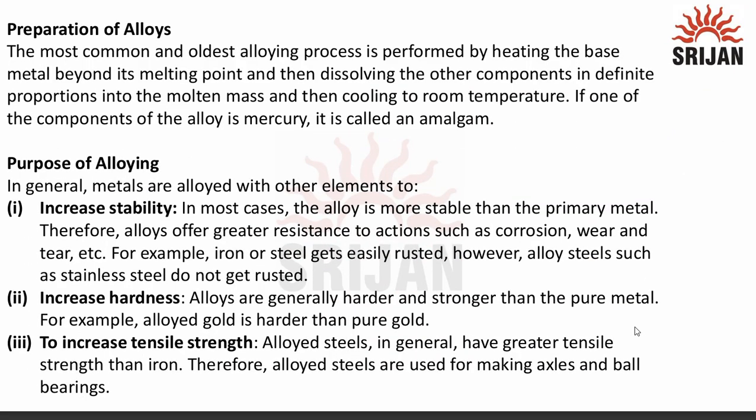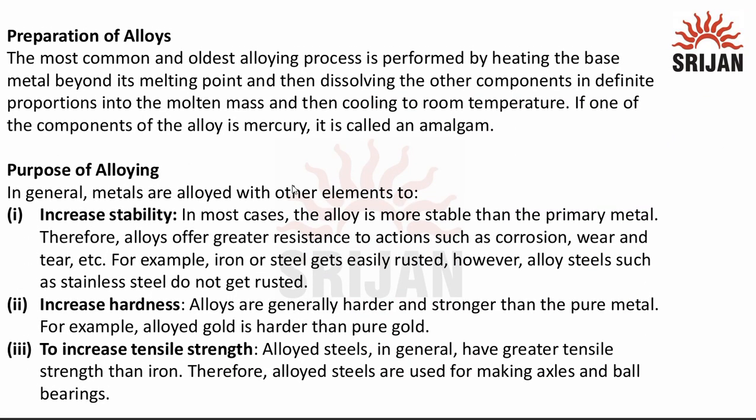Now, what is the method of preparation of alloy? So, the most common and oldest method is performed by heating the base metal beyond its melting point and then dissolving the other components in definite proportion into the molten mass of that metal and then cooling to room temperature. If one of the components of the alloy is mercury, it is called amalgam. That means the metal when dissolved or mixed with mercury forms an alloy that is known as amalgam. Or we can say that the alloys of mercury are known as amalgam, right?